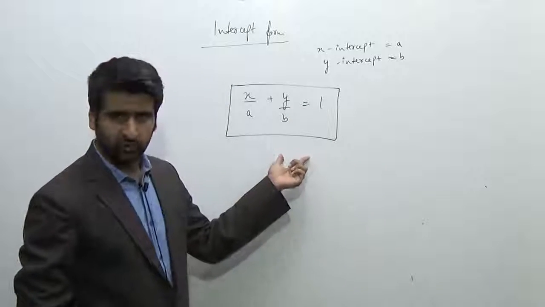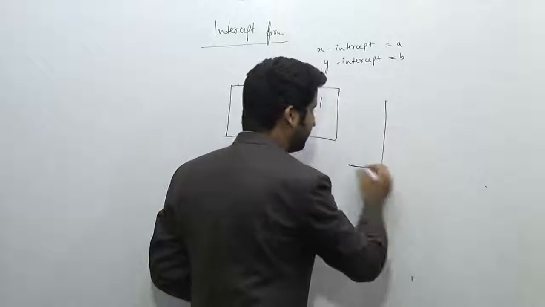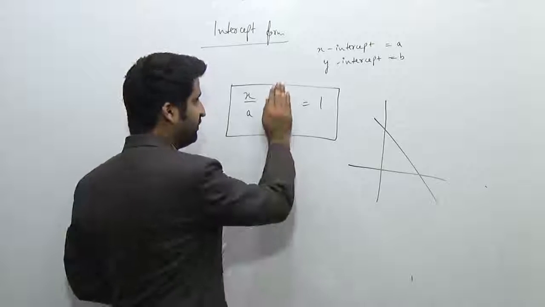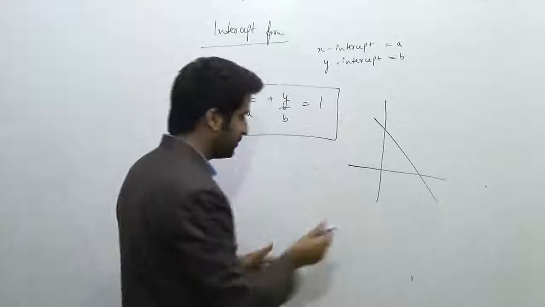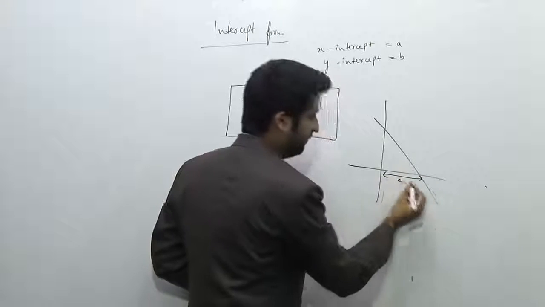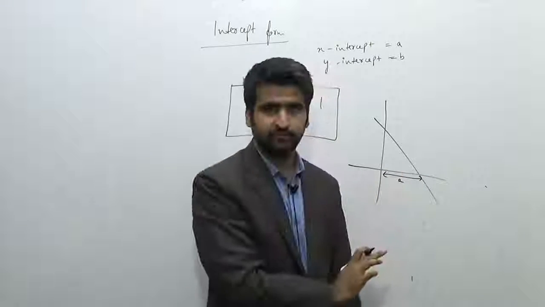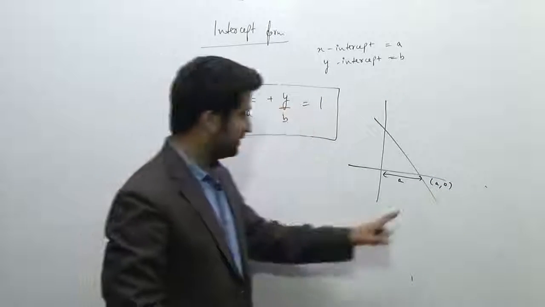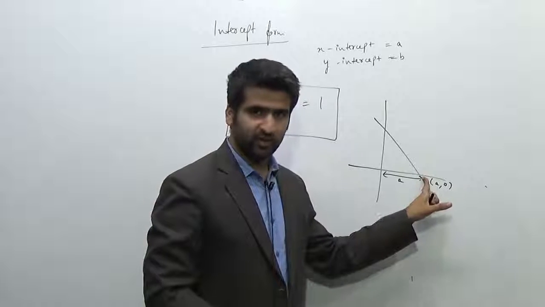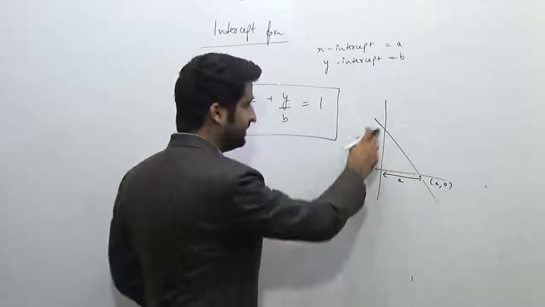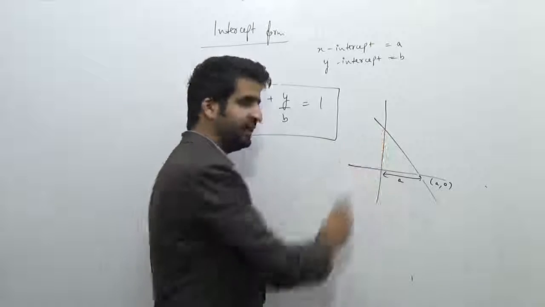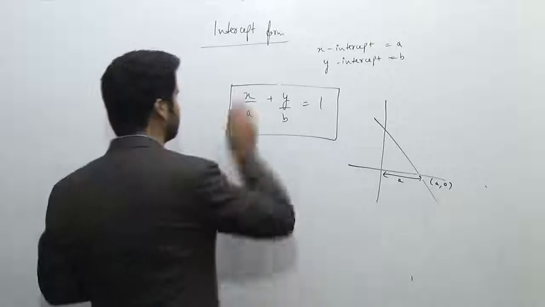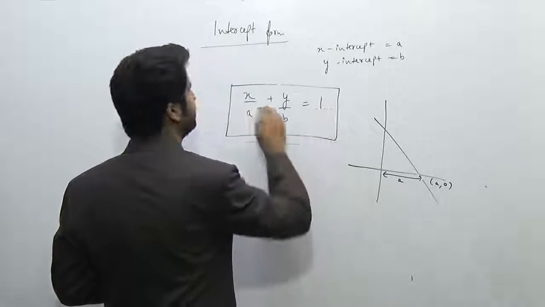Why does this equation come out to be like this? Because if I substitute the value of y is equal to 0, what am I going to get? The value of x will be equal to a. So this length over here will be equal to a, because the coordinate of this point will be a comma 0. If I substitute the value of y is equal to 0, the point I'm going to get on the line is this one. Similarly, how we're going to find this point is if we substitute the value of x is equal to 0, we're going to get y by b is equal to 1, which means y is equal to b.